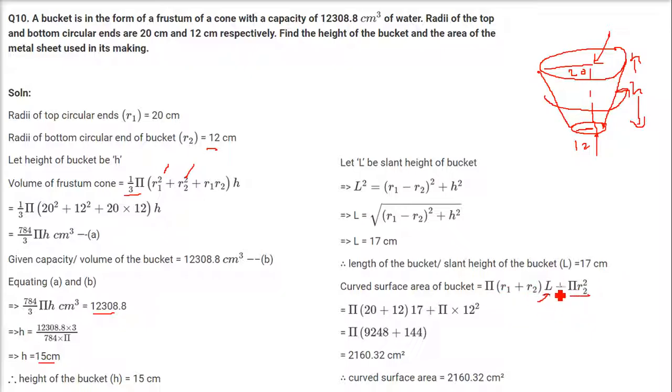So now we need L, the slant height. But it is quite easy because we have all the things. The height we just found out, and R1 and R2 we know. So L square equals (R1 minus R2) whole square plus H square. This is 20 minus 12 whole square plus 15 square, and this L will come as 17. Now put it here. 17 is there, 20 and 12, and this will be 12. When you compute, the area will come as 2160.32 centimeter square.